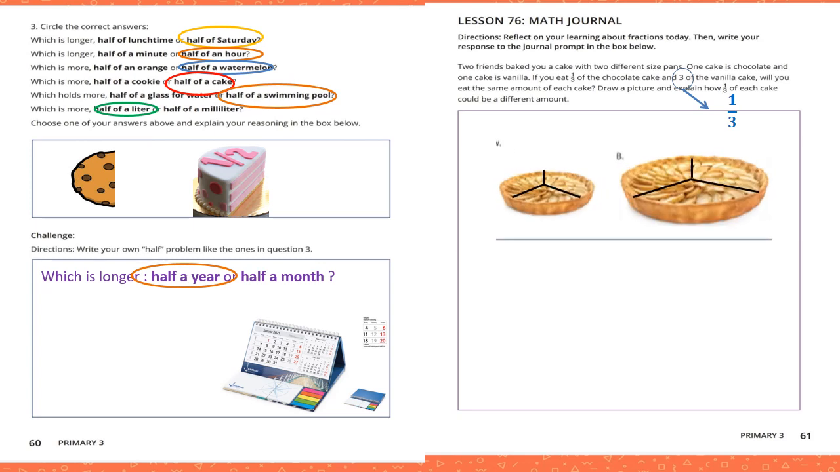Here, if I have 2 cakes, chocolate and vanilla, will the third of the first cake be like the third of the second cake? Sure, no. The smaller whole will give you a smaller third, and the bigger whole will give you a bigger third.